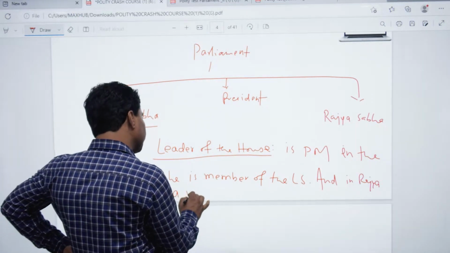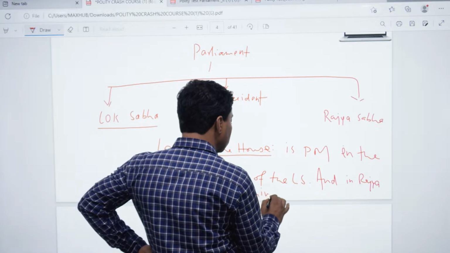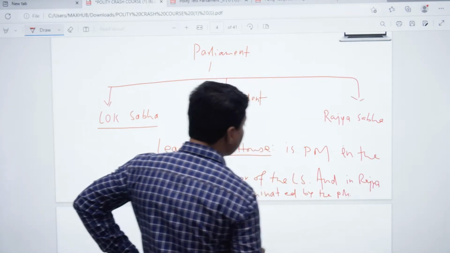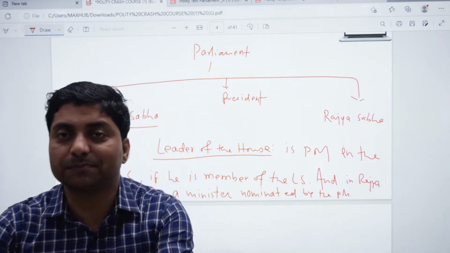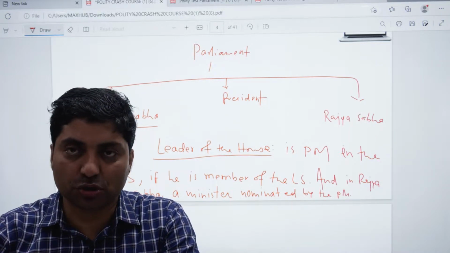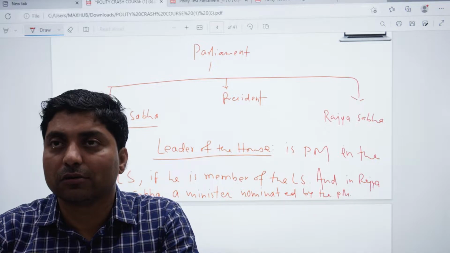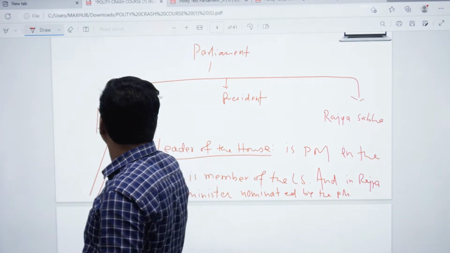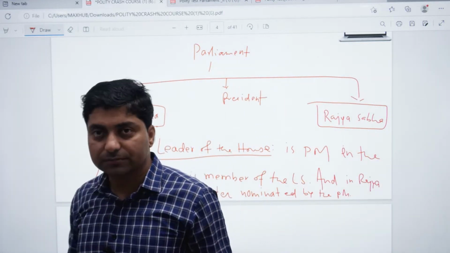And in the Rajya Sabha, a minister nominated by the PM. Any minister nominated by the PM, like the current Prime Minister. You can see the current Prime Minister Narendra Modi is the leader of the house in the Lok Sabha, and a minister, Piyush Goyal, is nominated by the Prime Minister to act as the leader of the house in the Rajya Sabha. So you can see that each house, whether the Lok Sabha or the Rajya Sabha, has a leader of the house.